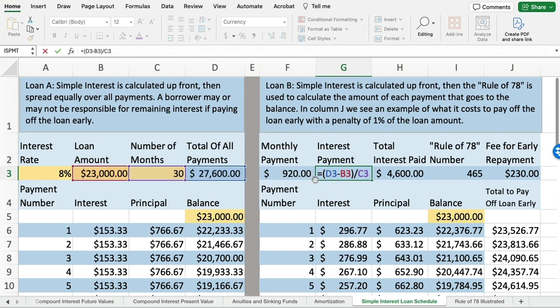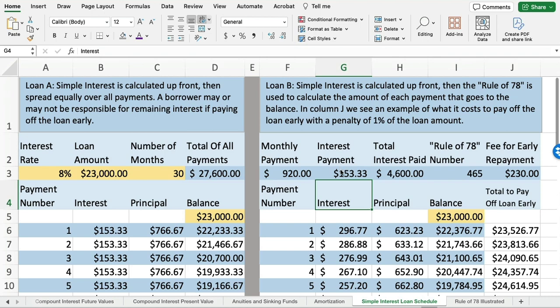Again, that's equals parentheses. We have to take the total of all of our payments and subtract the original loan amount. That tells us the total interest. Put parentheses around that and divide by the number of months. So we want to split that evenly between all 30 months. That's basically what a standard uniform interest payment would be. And that goes in cell G3.